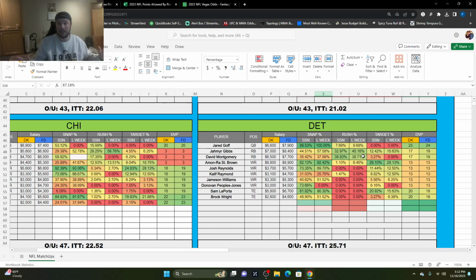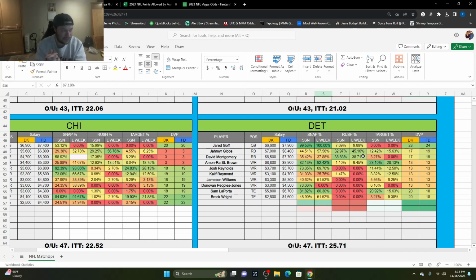I think it's Jahmyr Gibbs' day. If you want to go contrarian, you want to make different lineups, I'm okay with putting Montgomery in there, but it just kind of feels like Jahmyr Gibbs is that guy now, and that's absolutely what we need. So the players that I feel most confident about in this lineup that I would use would be Goff, Gibbs, maybe throw a little bit of Montgomery in there.